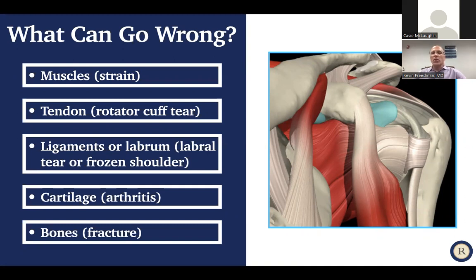There's also the cartilage, that surface. That's really what gets affected in arthritis. And then finally, of course, we have the bones in there, and they can get injured in a fracture, but usually that's a traumatic injury, a fall. But you can fracture the humerus, which is the shoulder bone. You can fracture the scapula. You could fracture the clavicle.